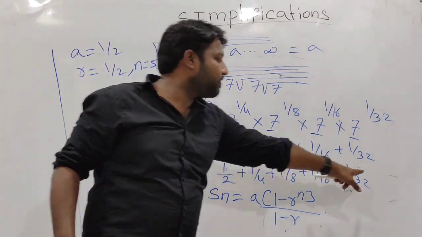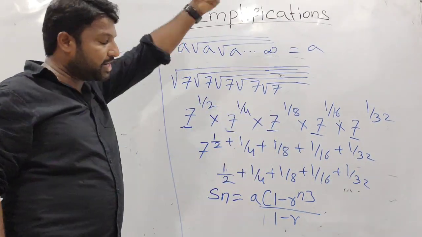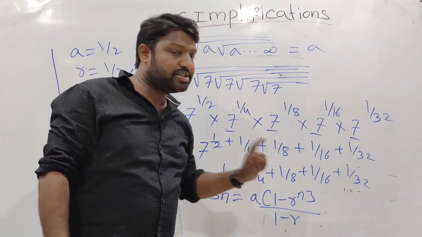Suppose ఇంకో టర్మ్ ఉంది అనుకోండి, 1/64 ఉంది అనుకోండి. ఎన్ని టర్మ్స్ ఉంటాయి? N is nothing but 6 అవుతుంది. Suppose n టర్మ్స్ ఉన్నాయి అనుకో, that's why we call it N. So A is the first term, R is the common ratio, N is the number of terms.